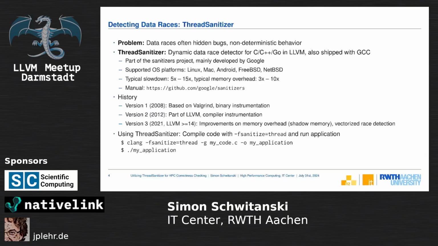Okay, and how do you use it? You basically compile your code with -fsanitize=thread, and then you run the application. That's it. So you have, for example, Clang. You should turn on debugging symbols, of course. That's helpful. Take your code and run your application, and that's it.